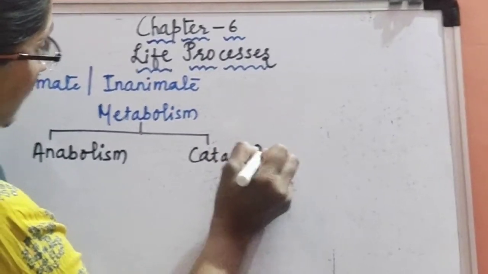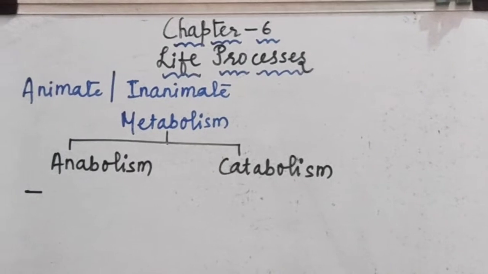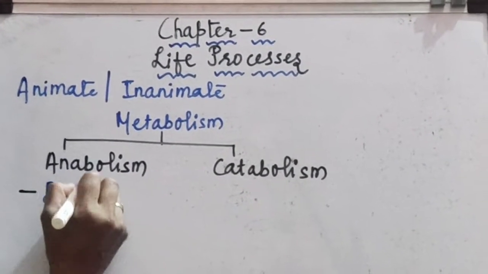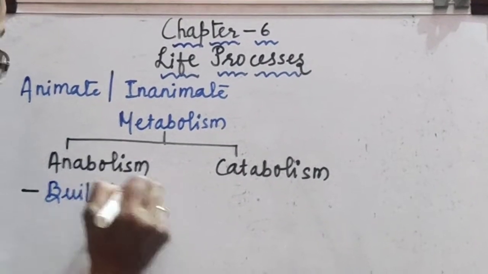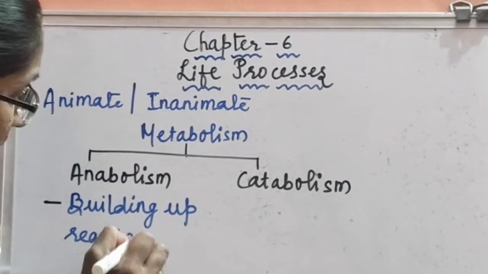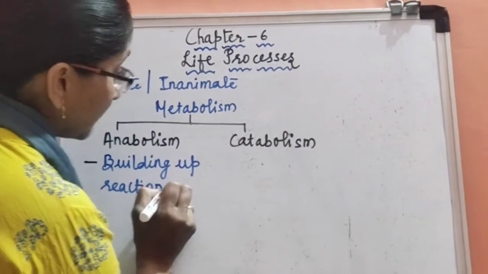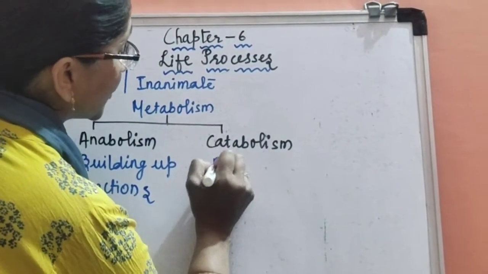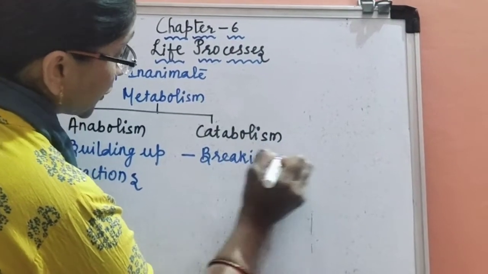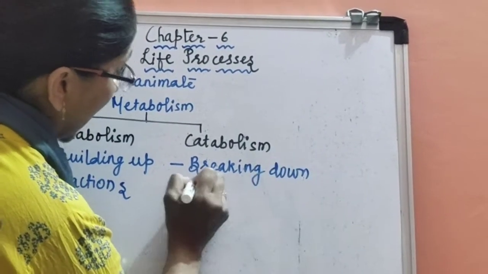Now when we talk about anabolism, anabolism refers to building up reactions. That means something is being manufactured or produced in the body. So those reactions which facilitate the formation of new products are referred to as anabolic reactions. And catabolic reactions are the ones which carry out the reduction or breaking down of substances. So they are the breaking down reactions.